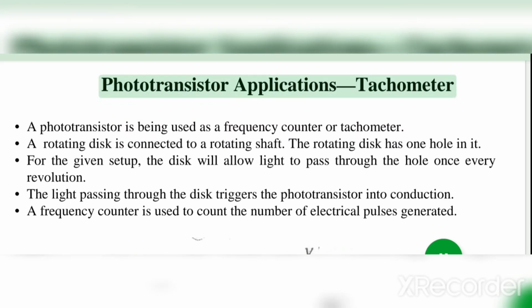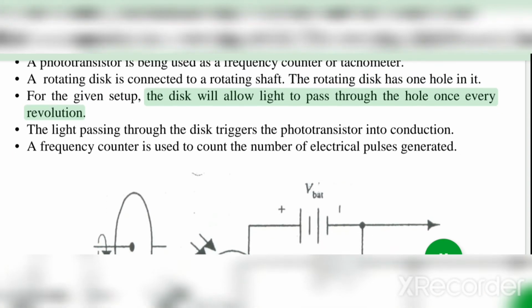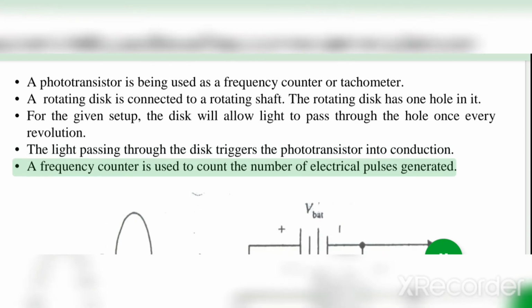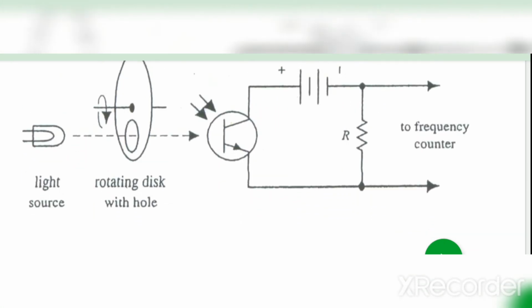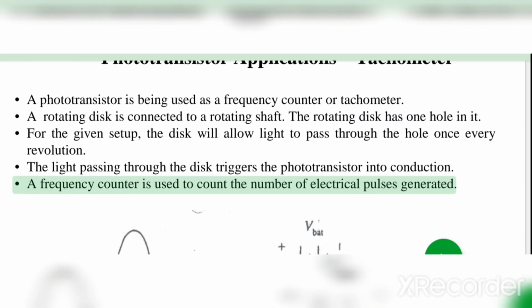Phototransistor applications. Tachometer. A phototransistor is being used as a frequency counter or tachometer. A rotating disc is connected to a rotating shaft. The rotating disc has one hole in it. For the given setup, the disc will allow light to pass through the hole once every revolution. The light passing through the disc triggers the phototransistor into conduction. A frequency counter is used to count the number of electrical pulses generated.